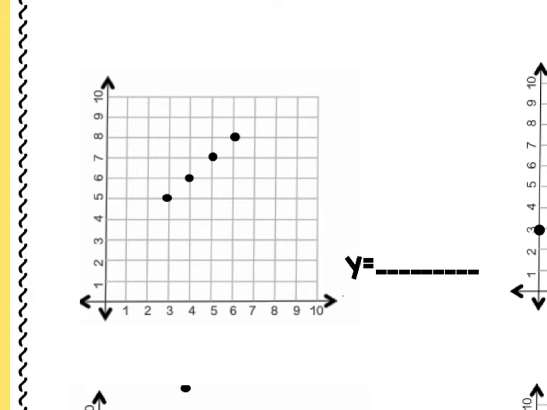And so I'm going to start by labeling my x-axis. Then I'm going to label my y-axis. I'm going to label my origin. And remember that that is at the point 0, 0. And now I can begin to label my points.